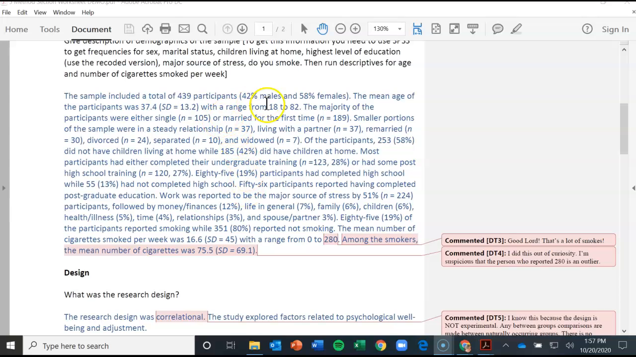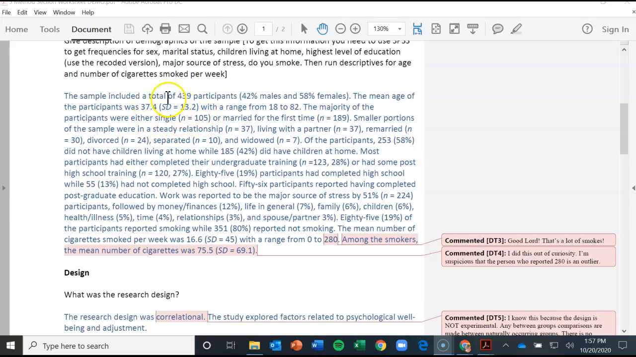Some other formatting things. You are permitted with percentages to round up to a whole number if you want to. With standard deviations, the convention is to round to one decimal point. Who makes these rules? I have no idea.